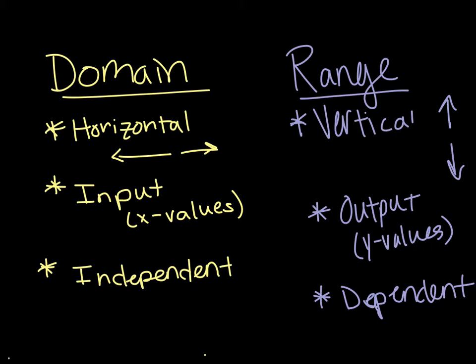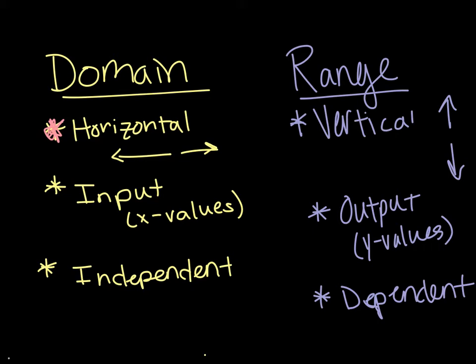It's also, if you're looking on a graph, the horizontal direction on your graph if you're looking at a graph and trying to determine the domain. It's also the input, which is the x value. So we talk about input and output. X is what we put into the function to get out another value. So the domain is the input, and it's independent because it doesn't matter what value you put in.